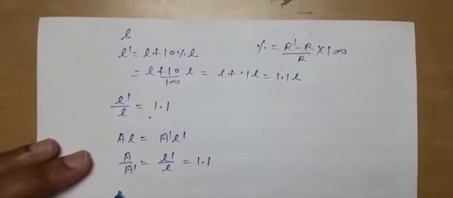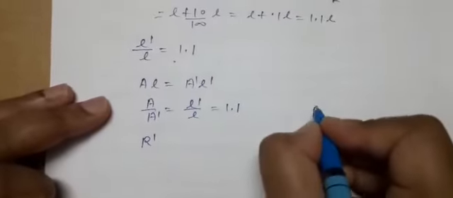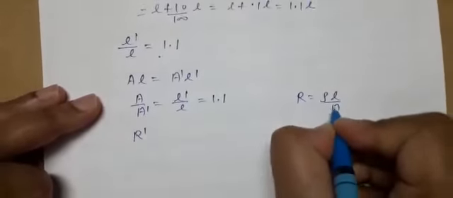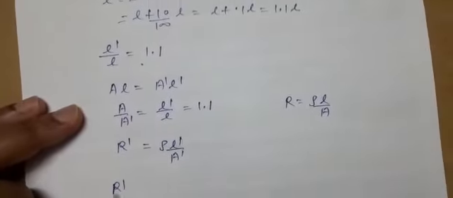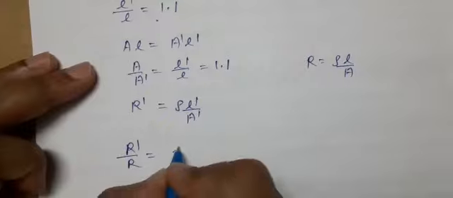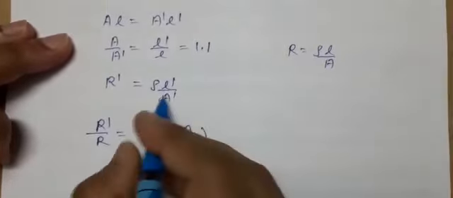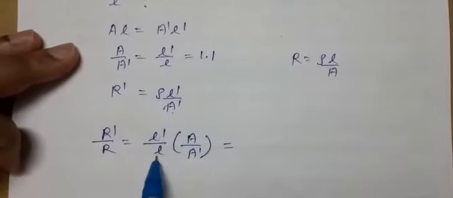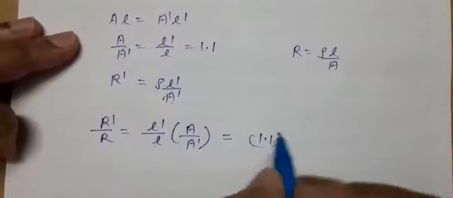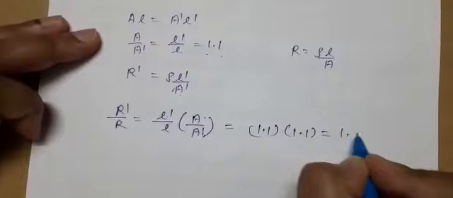Now we have to find the percentage increase in resistance. As the original resistance is rho L upon A, the new resistance will be rho L dash upon A dash. So R dash upon R will be equal to L dash upon L into A upon A dash. When you take the ratio, it comes out like this. Now L dash upon L is 1.1, and A upon A dash is also 1.1. So on multiplying, you get 1.21.